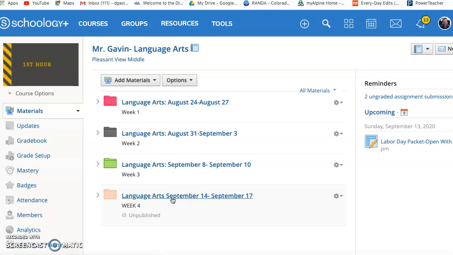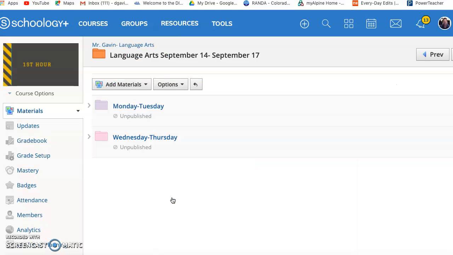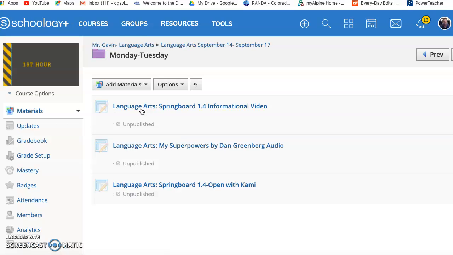Go ahead and click on that folder. I will have this published for you on the day of the 14th. Notice there's not 4 different folders, Monday, Tuesday, Wednesday, Thursday, because I'm giving you 2 days to do this first assignment, and then I'm giving you 2 days to do this next assignment. Right now we're going to focus on the Monday, Tuesday assignment, which will be a Springboard activity.